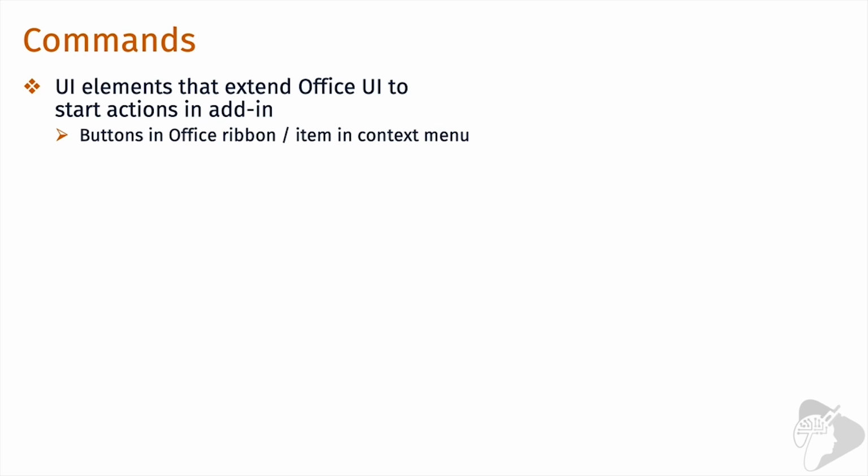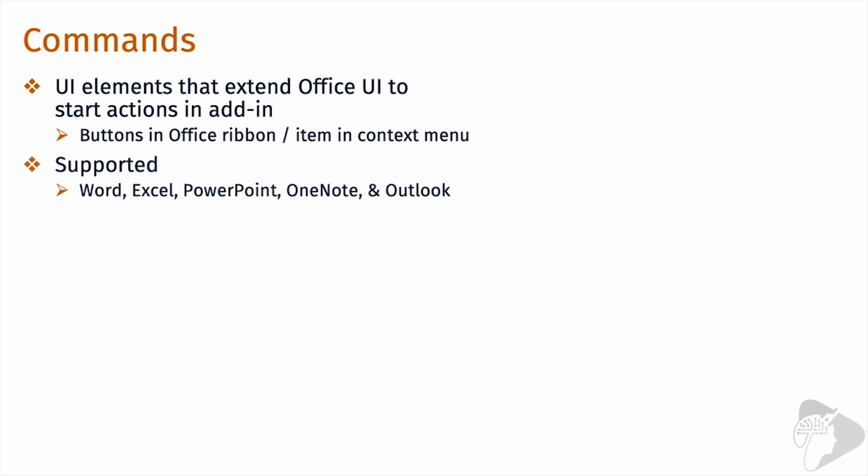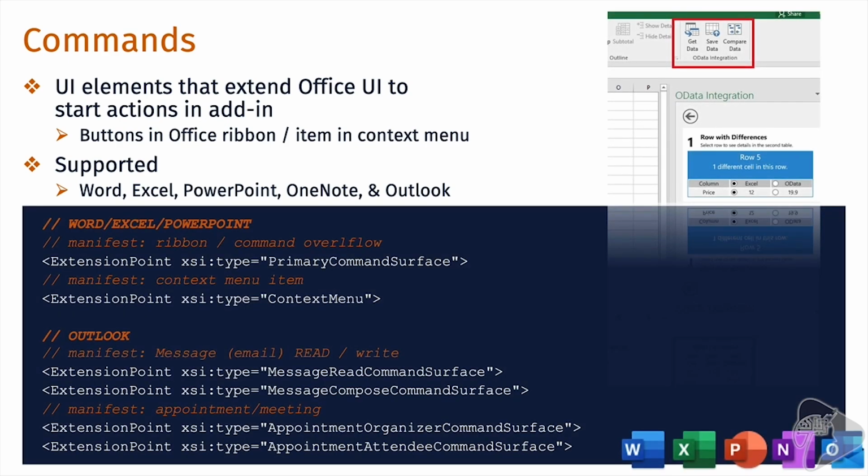Add-in commands help users find and use your add-in, which can really help increase your add-in's adoption and reuse and improve customer retention. You use them in the ribbon or in the command overflow section for Word, Excel, PowerPoint, OneNote, and Outlook. Here you can see we've got a couple of buttons showing up in the ribbon at the top, and whatever I click on is going to interact with or control what's going on in my task pane. Here you can see in the manifest what that looks like.